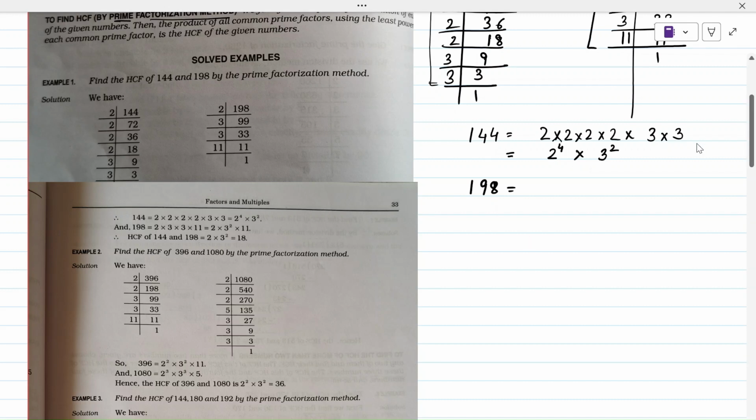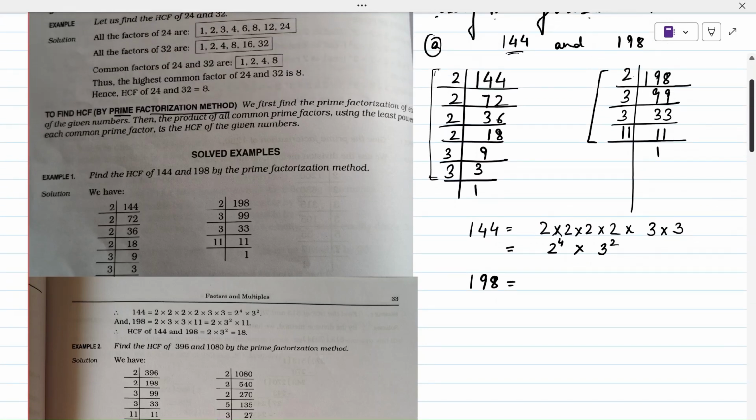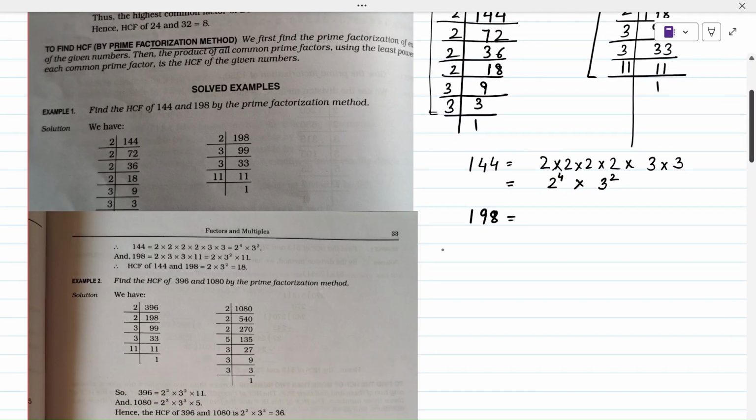What are the factors of 198? They are 2 multiplied by 3, we have 2 into 3 into 3 into 11. So now I can write down 2 as is, 3 I can write down as 3 raised to the power 2 because 3 is 2 times here, and then 11 as is. So now what I have done, I have expressed these numbers, these factors, in terms of their powers.